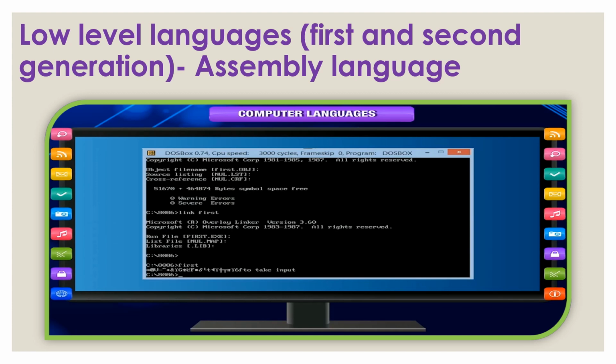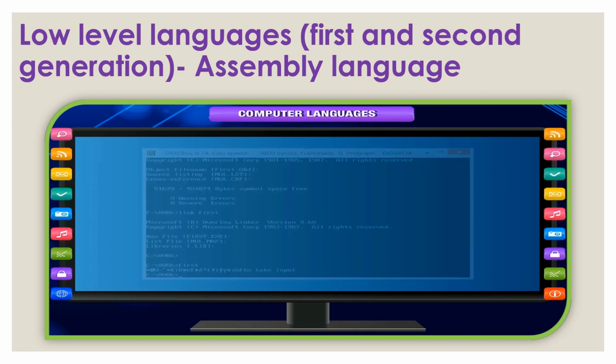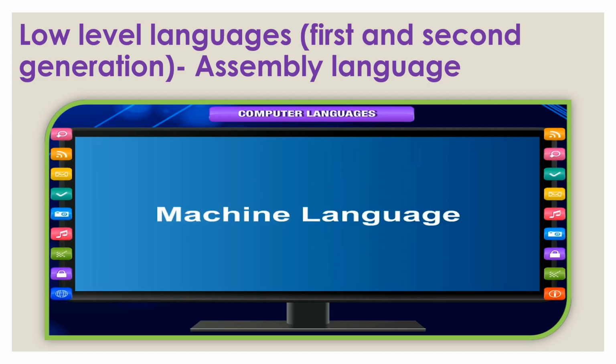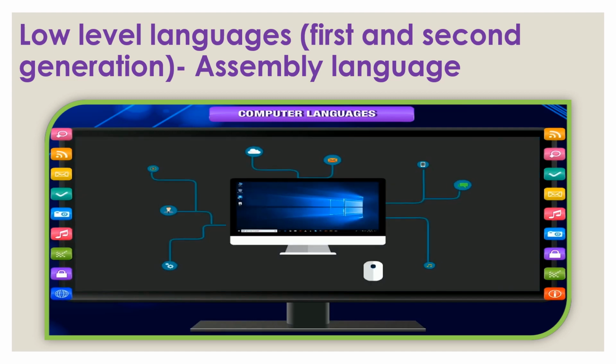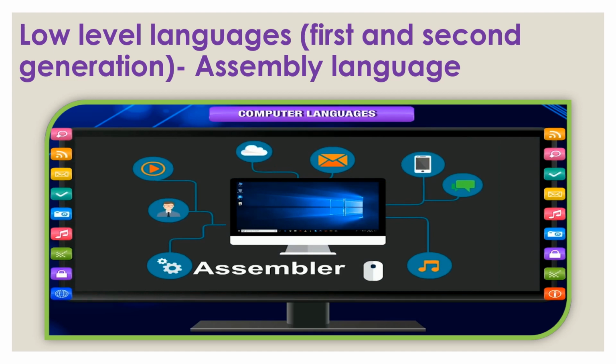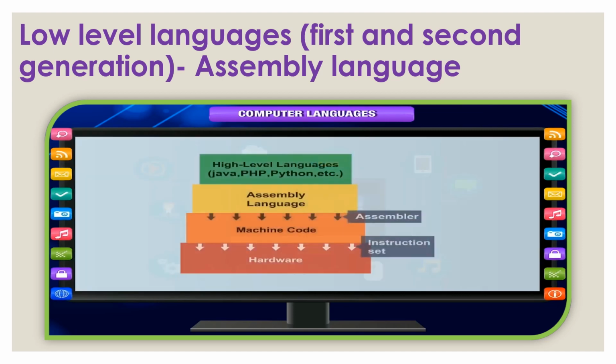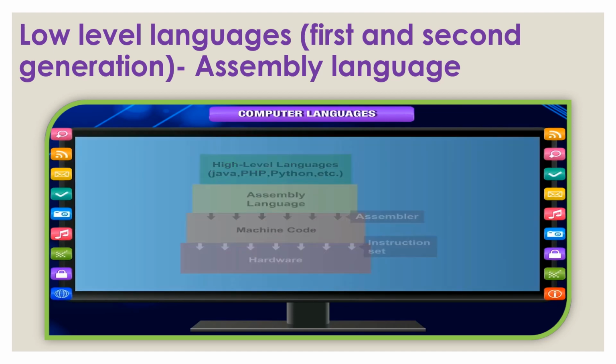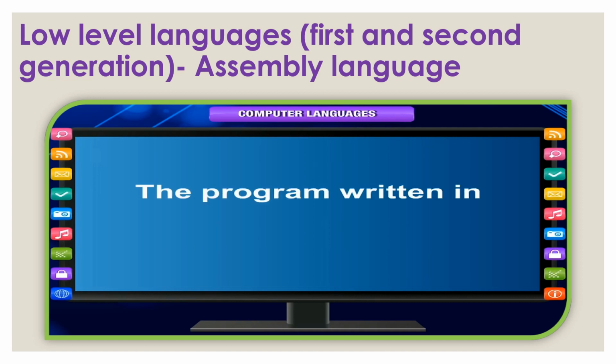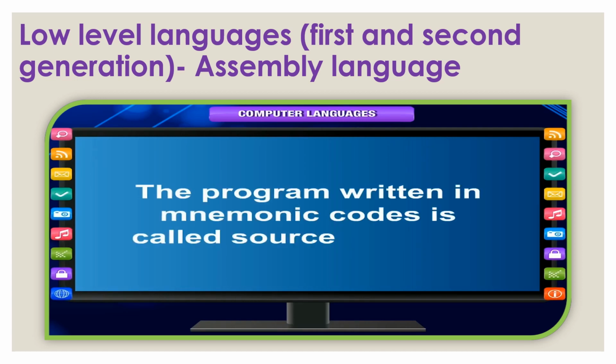The program written in assembly language has to be translated into machine language, and only then can it be executed by the computer. Assembler is the software program that translates assembly language into machine language. The program written in mnemonic codes is called the source program.